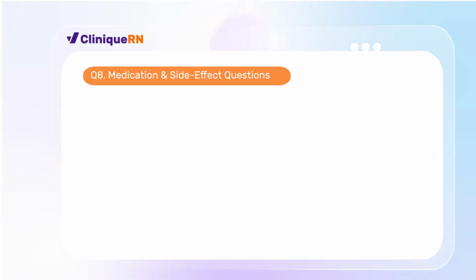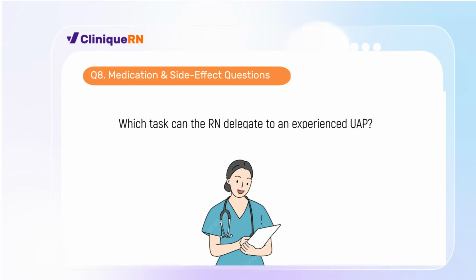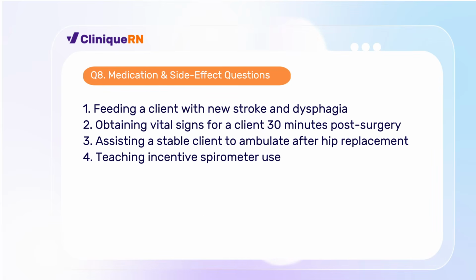Question 8. Which task can the RN delegate to an experienced UAP? 1. Feeding a client with a new stroke and dysphagia. 2. Obtaining vital signs for a client 30 minutes post-surgery. 3. Assisting a stable client to ambulate after hip replacement. 4. Teaching incentive spirometer use.